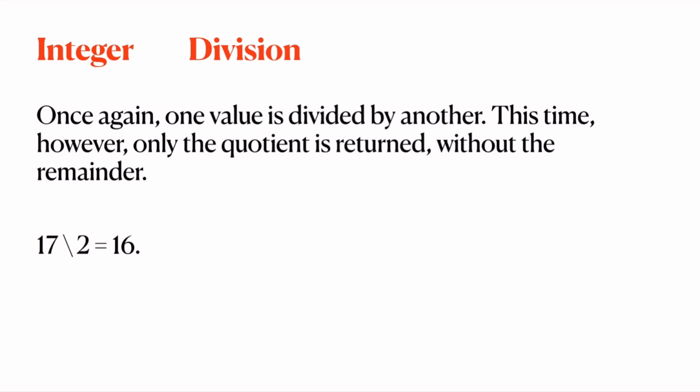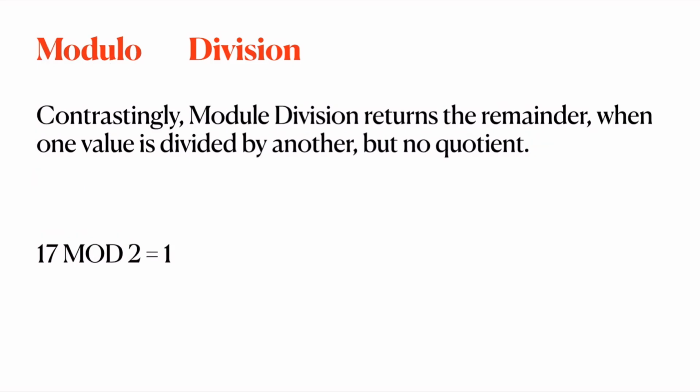Integer division has one operand divided by another again. However, now only the quotient is returned without the remainder, so this time our result is just 8. Modulo division is then, well, the opposite. It divides one value by another but only returns the remainder, no quotient, so now the result is 1.